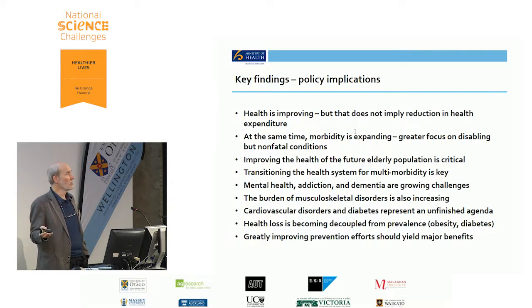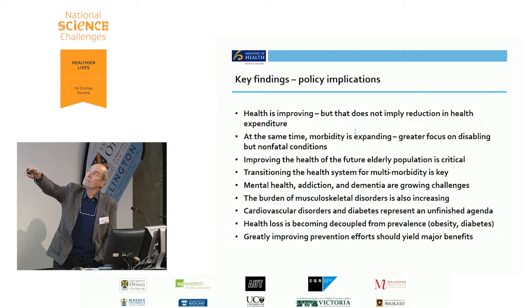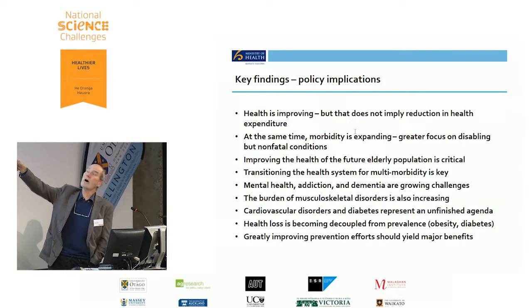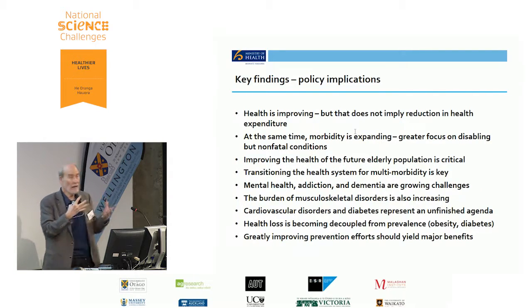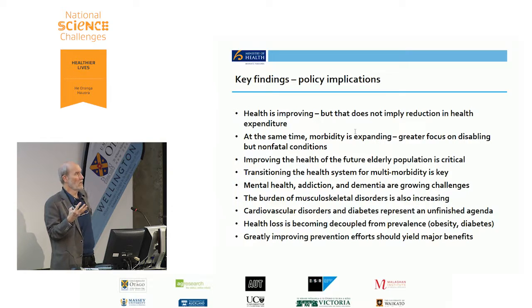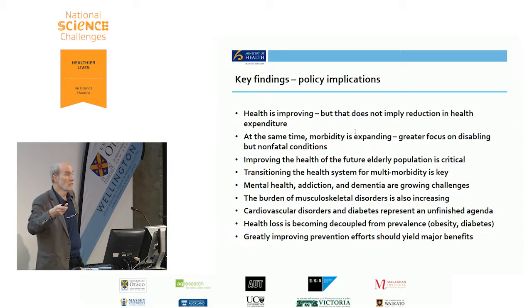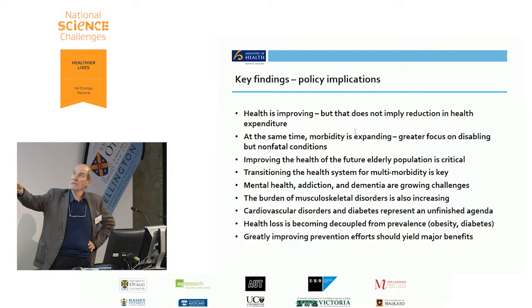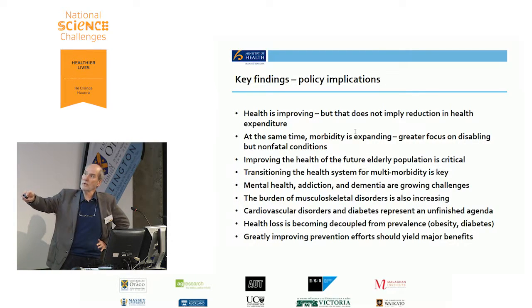You've had three old guys standing up here telling you that the health of the elderly is really important, not surprisingly. We're transitioning the health system for multimorbidity. There are people out there living with multiple diseases, and we need to think more about how that should be managed. Mental health, addiction, dementia are particular challenges for us, and they will be increasing challenges for everybody. Musculoskeletal disorders are also increasing. Cardiovascular disorders and diabetes represent an unfinished agenda. I think that's a polite way of saying that these are genuinely coming down, but we have a problem with diabetes. And Robert talked about some of the possible solutions that we can think about there.